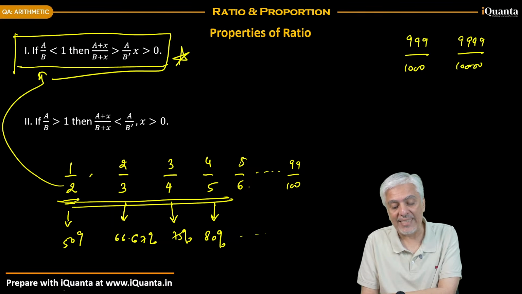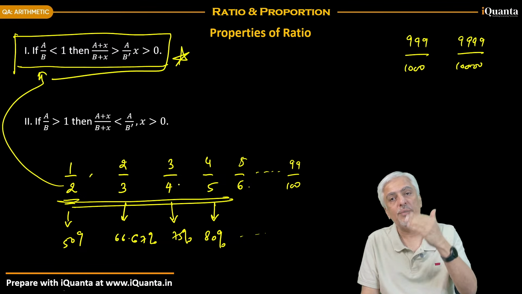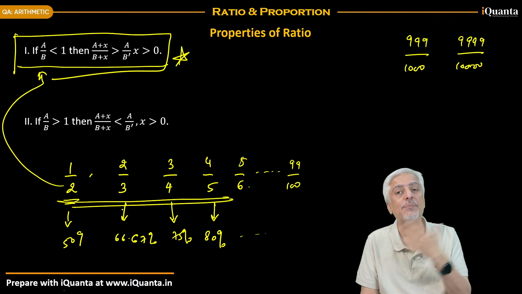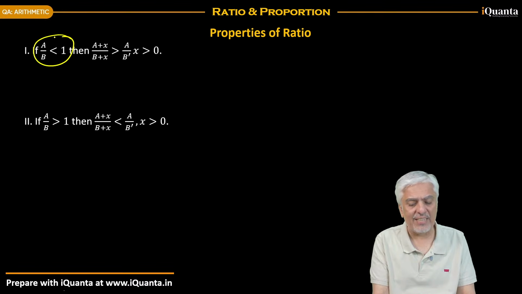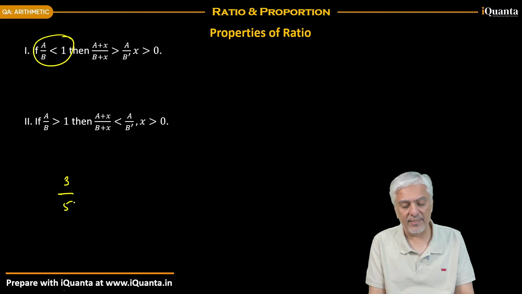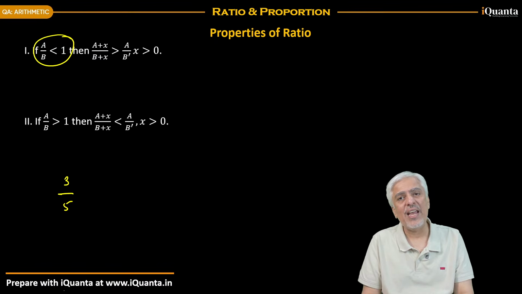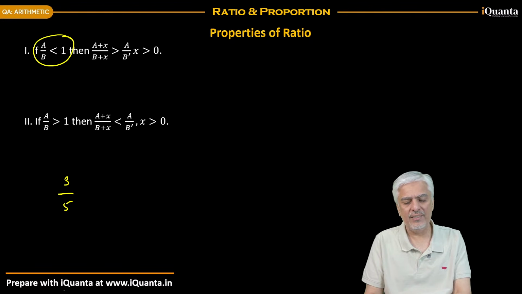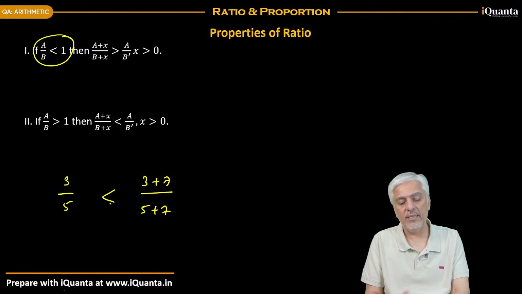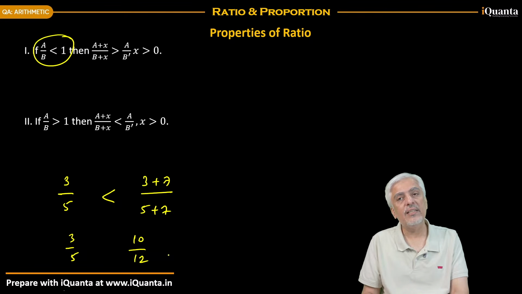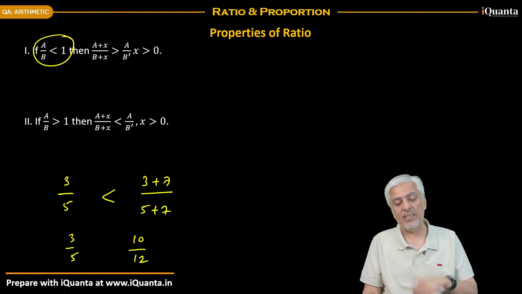So what is happening over here? As I keep adding a constant to the numerator and denominator, my answer will always be higher than the previous answer. Let's take one more example. A upon B has to be less than 1. So 3 by 5. Suppose I have 3 by 5 and I add say 7 to both numerator and denominator, just a random number I decided. This was 3 by 5. If I add 7 to both numerator and denominator, without checking I can say this will be bigger. Why? Because this is 3 by 5 and this is 10 by 12. 10 by 12 you can check is much bigger than 3 by 5.